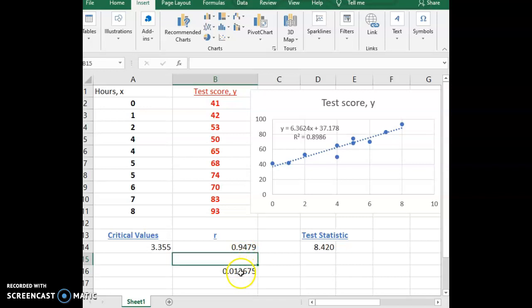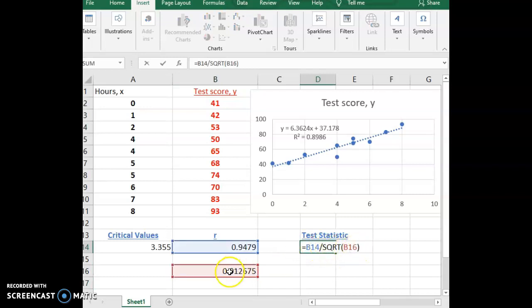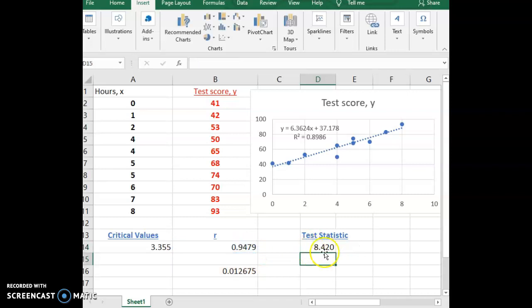And now I'm going to calculate the bottom part of that test statistic. You want 1 minus r squared, and then divide by 2 less than the sample size. We're going to take the square root of that result on bottom, so the square root of what I just did, and on top is just r. That's how we get our test statistic.